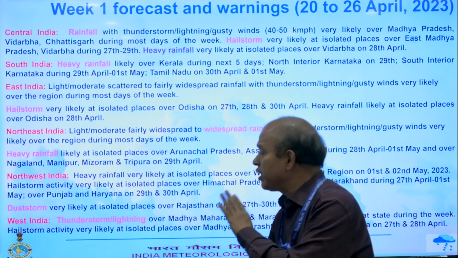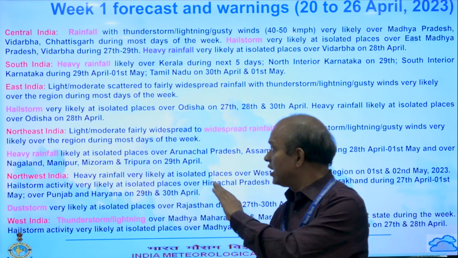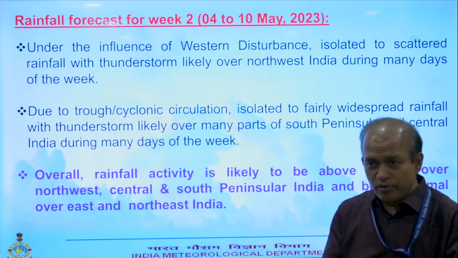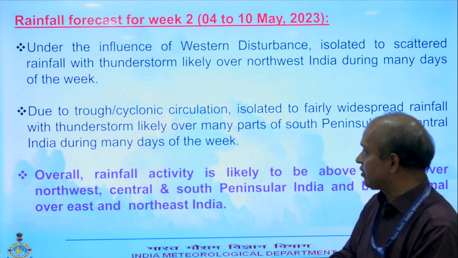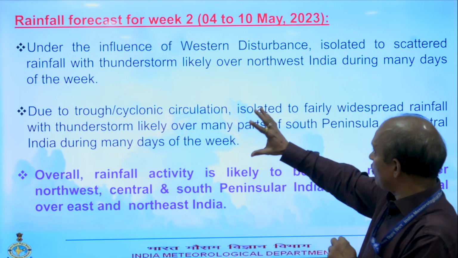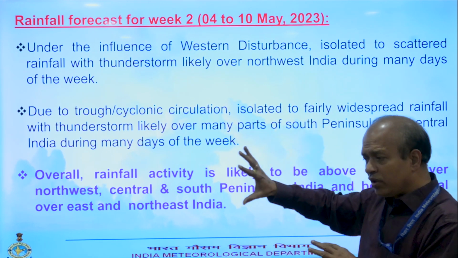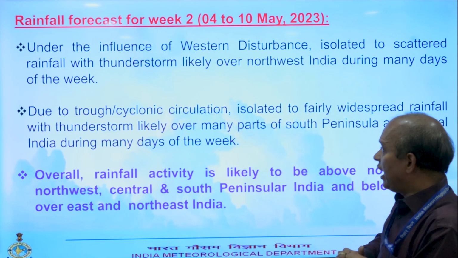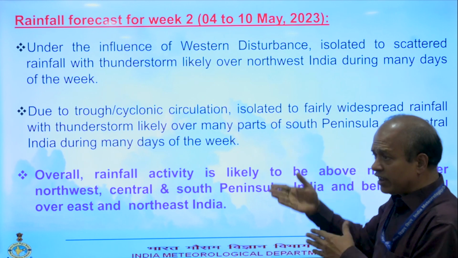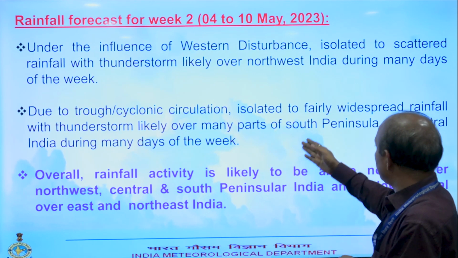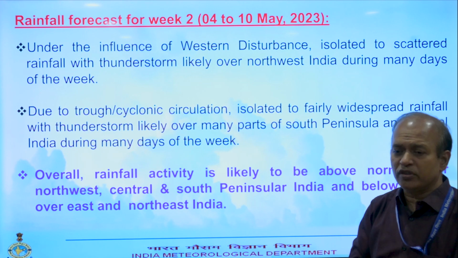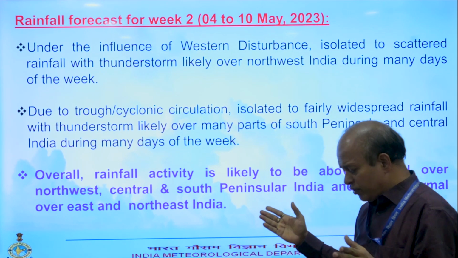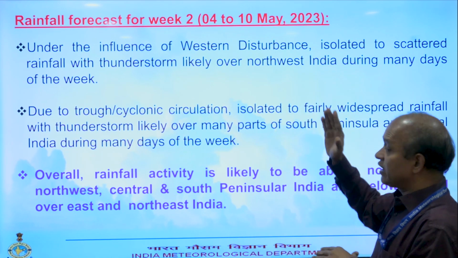This is particularly for week 1, because the most severe weather is expected in week 1, so that's why it is indicated here. When we come to week 2, as I already mentioned in my previous slide, the WD influence will be there, so that will give above normal rainfall over northwest India on many days during the week. And the trough and cyclonic circulation that is prevailing now should bring fairly widespread rainfall with thunderstorms on many parts of South Peninsula and Central India during many days of the week. So this is what we are expecting during week 2.